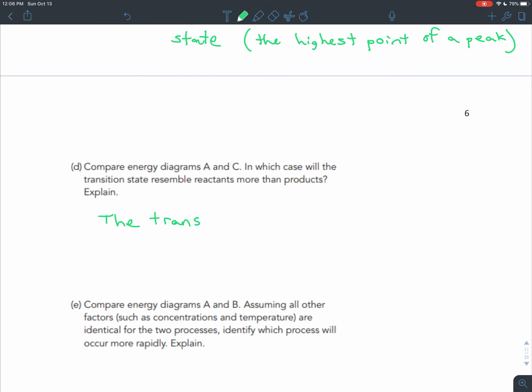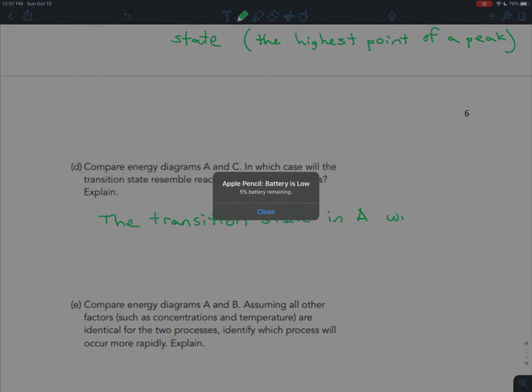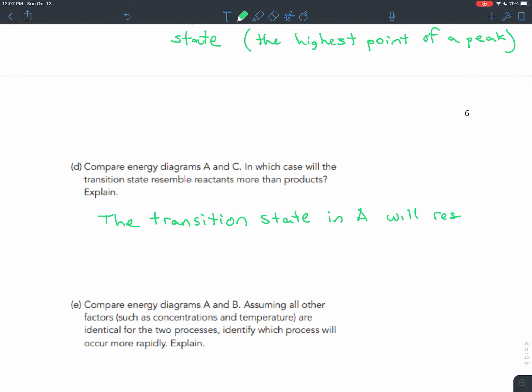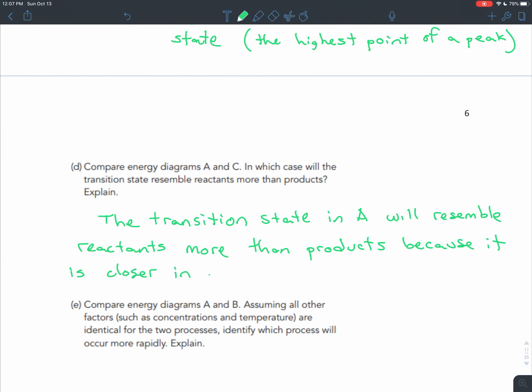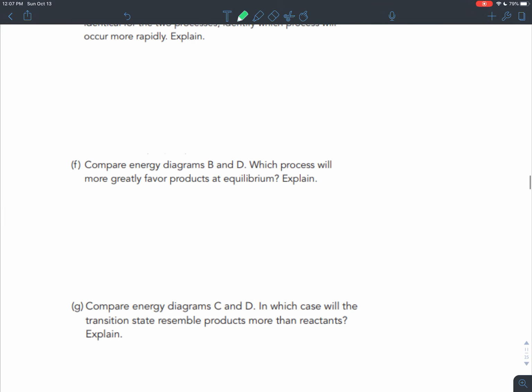The transition state in A will resemble reactants more than products because it is closer in energy to the reactants than to the products.